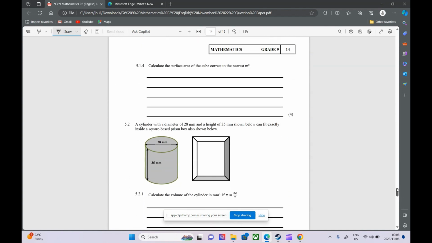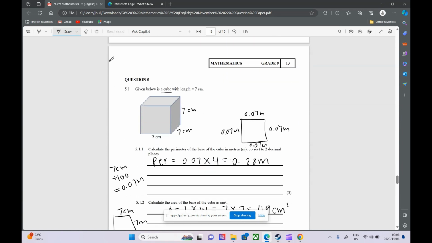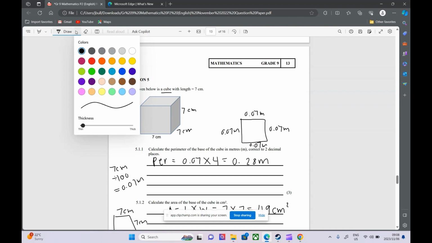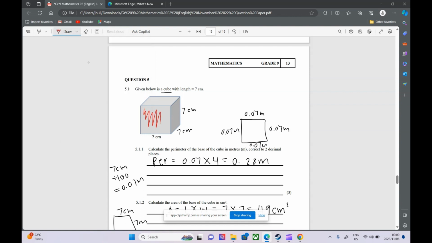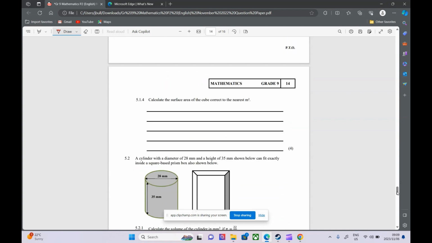Okay, and then calculate the surface area of the cube. So surface area is, if I look at this cube, I want to know the area of every single side. So I'm going to say the area of the front side, the area of that side, the area of that side. I'm going to work out all of the areas and then I'm going to add them all together. So we know on a cube, all the sides are the same. So we know every single side looks like that one that we worked out, which is 7 and 7. Every single side is like that.